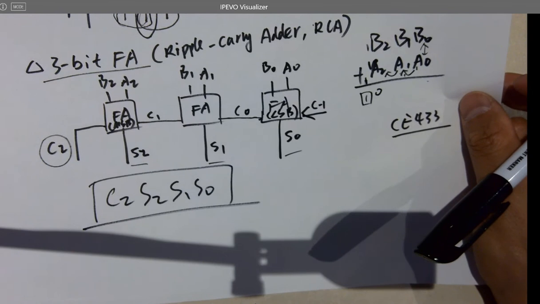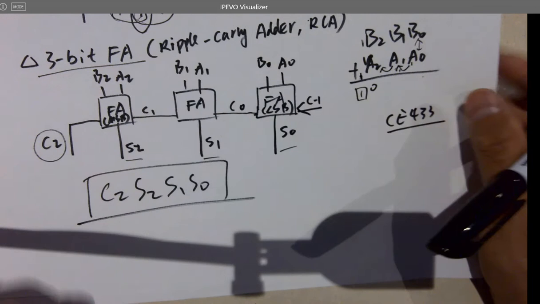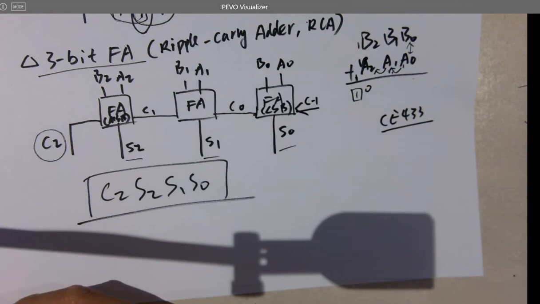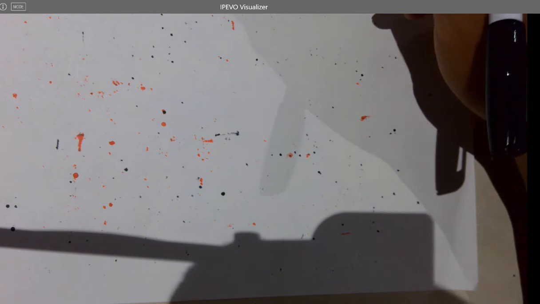Then let's see. So what's the other way you can add these? Can you use 2 FAs to add 3 1-bit numbers?